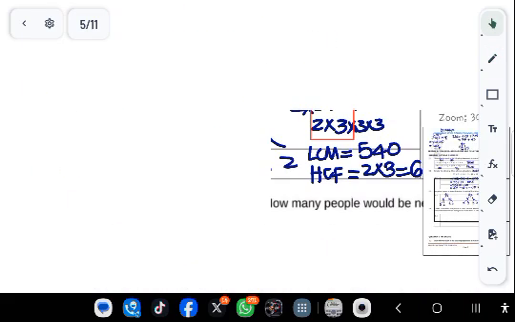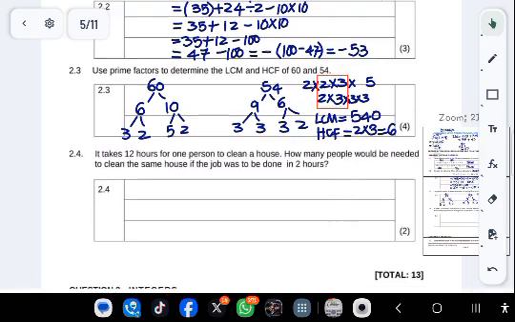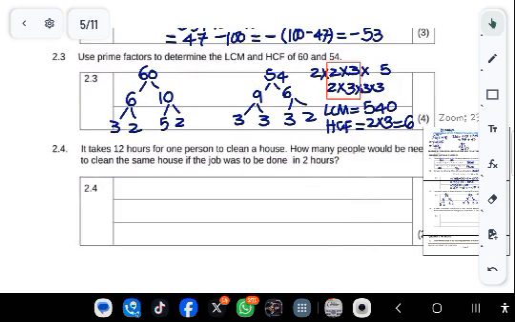And that is how you find the lowest common multiple and the highest common factor of any 2 or 3 or 4 numbers, or however many you line them up exactly the way I did.